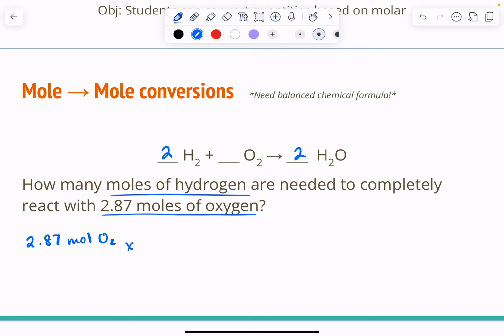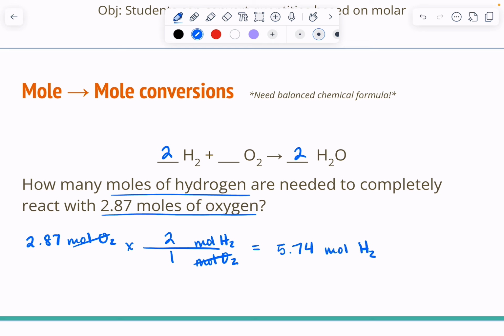So to do this, very easy step, we're going to be going from moles of oxygen to moles of hydrogen. And we're going to be using the coefficients that are in the balanced chemical equation to do so, because we know it's a 2 to 1 ratio based on that balanced equation. Moles of O2 are going to cross out, and our final answer here, 5.74 moles of H2.